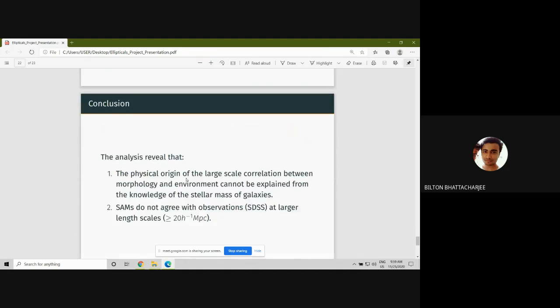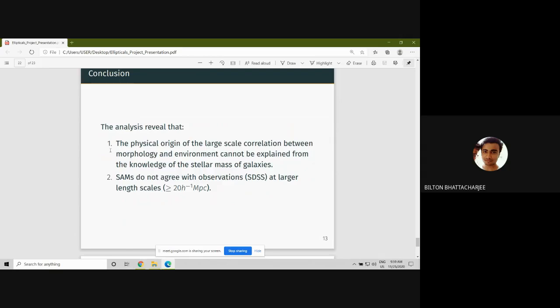Conclusion. So we have only two results in this work. The first result is that the physical origin of the large-scale correlation between morphology and environment cannot be explained from the knowledge of the stellar mass of the galaxies. The stellar mass of the galaxies is often presumed to be the most fundamental property of a galaxy, and it is the most fundamental property of a galaxy, but it does not contain all the information about other galactic properties. And the second result is that semi-analytical models do not agree with SDSS observations at larger length scales. From this work we found that beyond 20 megaparsec, there is a discrepancy between semi-analytical models and observations.